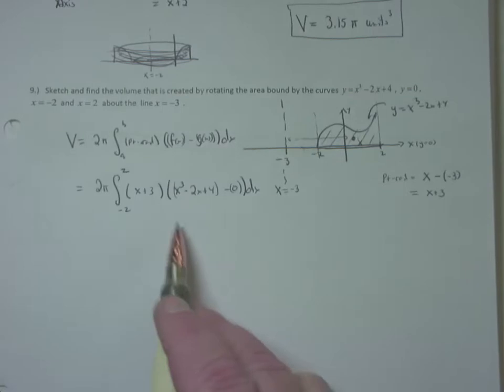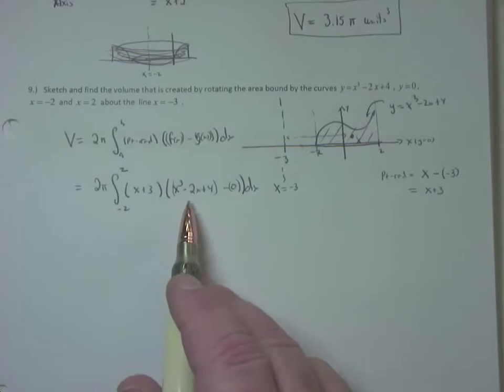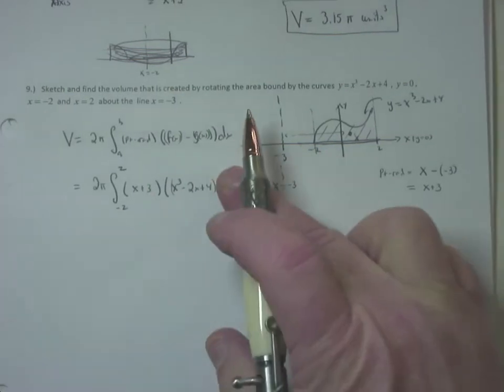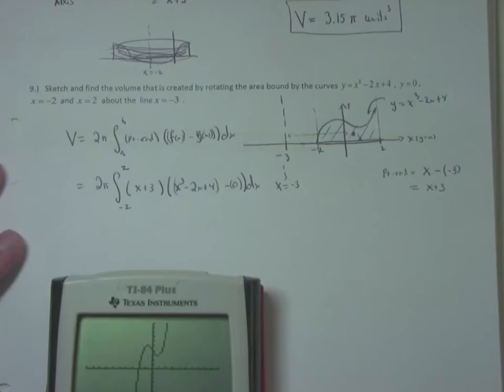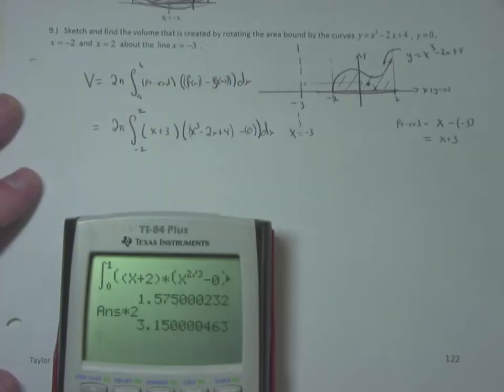Now, if I was going to do this particular problem by hand, minus 0 no one cares about, but I would literally have to FOIL this mess out, and then I could integrate each term. So it's still doable from an integral perspective, but just a pain. So I'm going to use the handy-dandy calculator on this guy.